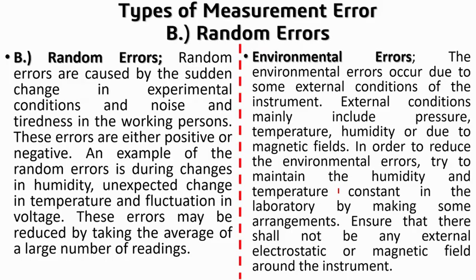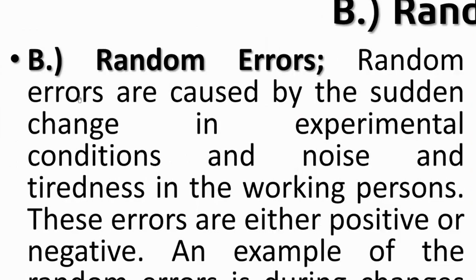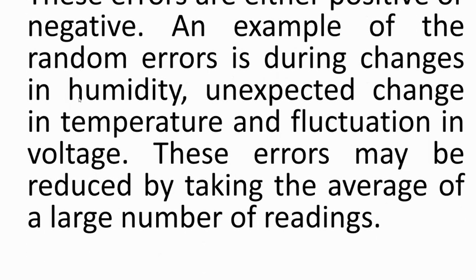Okay. Now, for the random error, we say that random errors are caused by sudden change in experimental condition and noise, and even the tiredness of the working person. These errors are either positive or negative. An example of a random error is changes in humidity, unexpected change in temperature, and fluctuation in voltage. You see, we can't control this one.